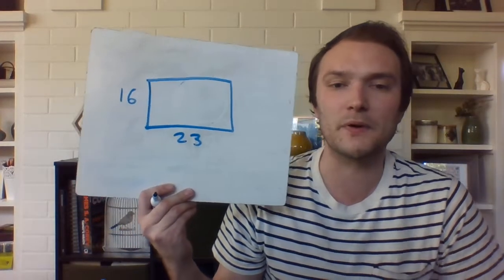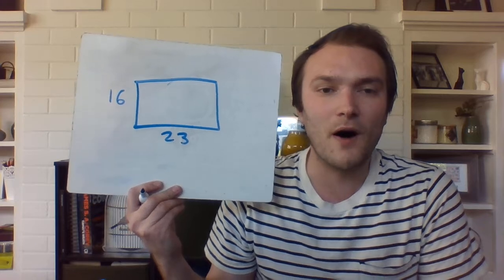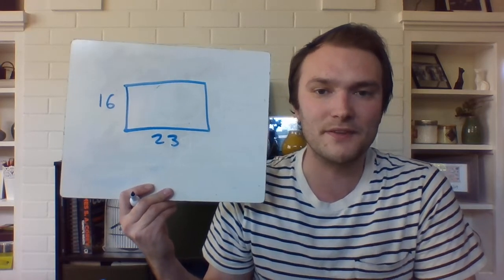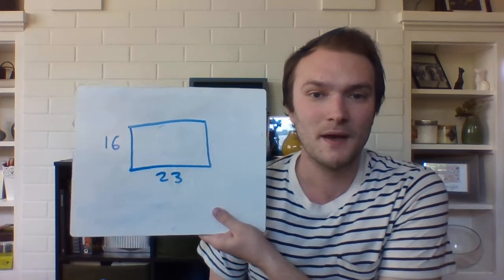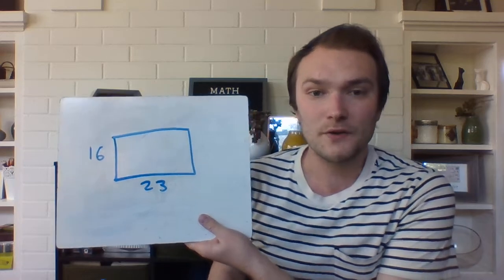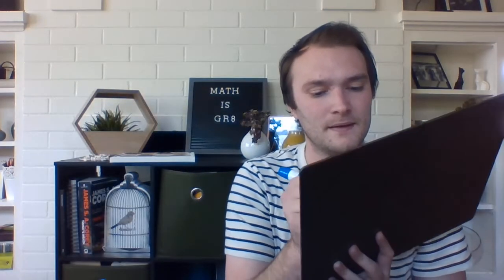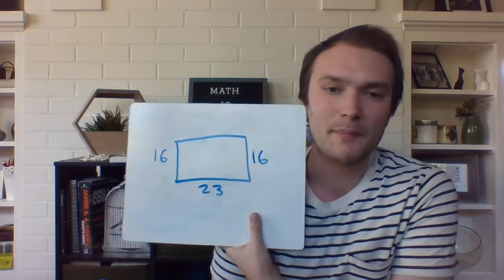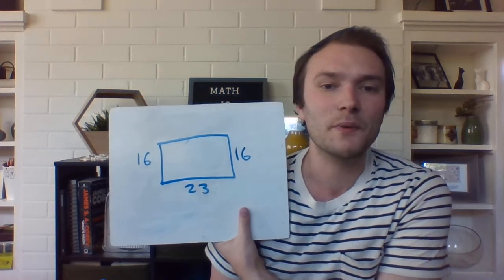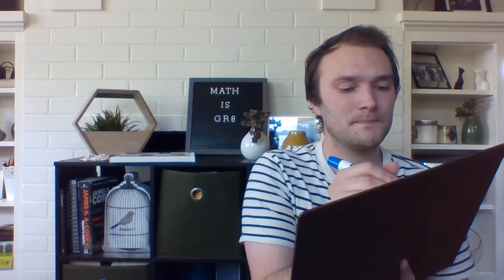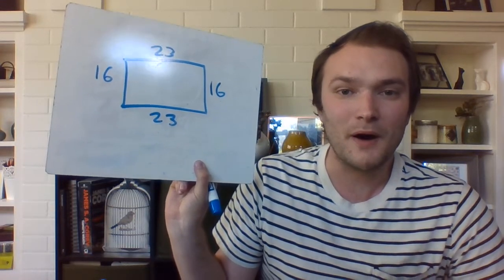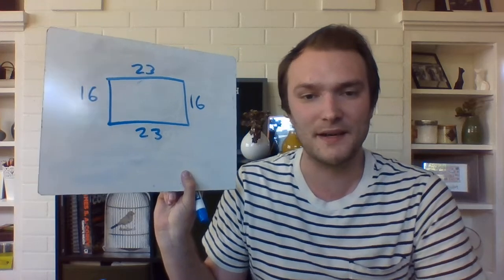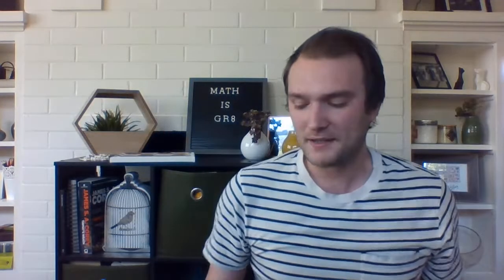Reminder, when we're finding the perimeter, we're finding the sum of all of the sides, the length of all of the sides. So if I know that this side is 16 feet, and this is a rectangle, I know that this side is also going to be 16 feet. And then the same with the top and the bottom. If I know the bottom of this rectangle is 23 feet long, I know that the top is also going to be 23 feet long. So you can take it from there. I'm finding the sum of all of those sides added together, and that's how we find perimeter with a rectangle.